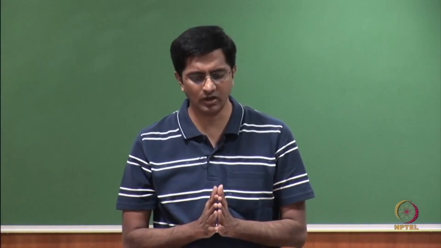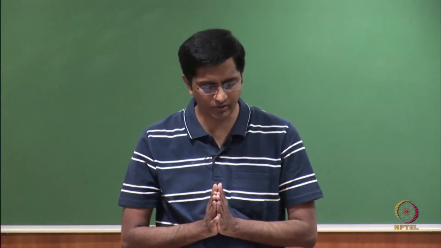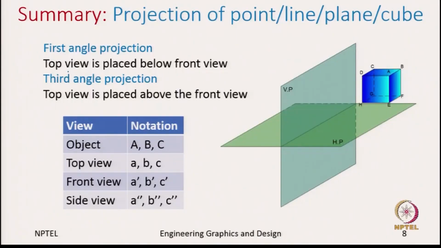And the notation, I think by now we have covered it well: for the objects we use the capital letters A, B, C, for the top view we use the small letters a, b, c, for the front view we have a single prime with the small letters, and for the side view we have a double prime.